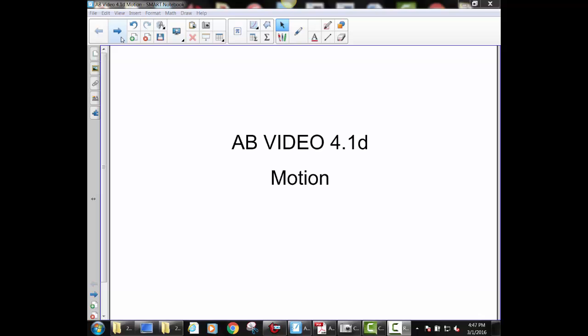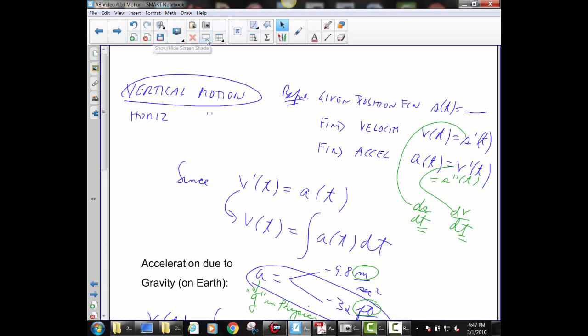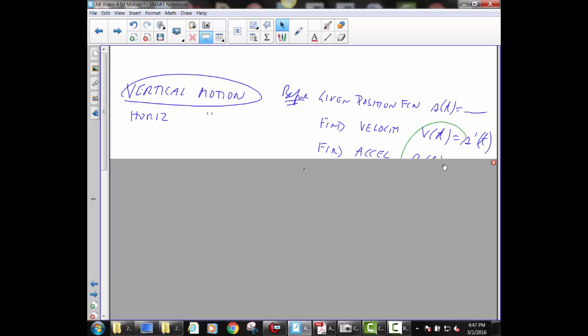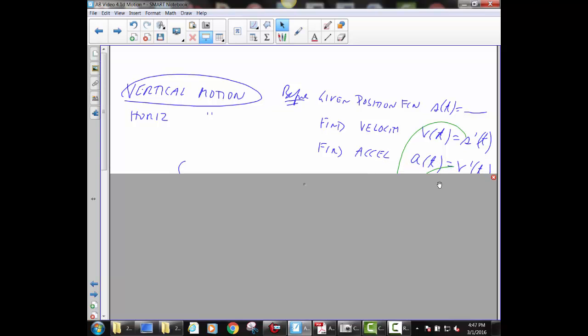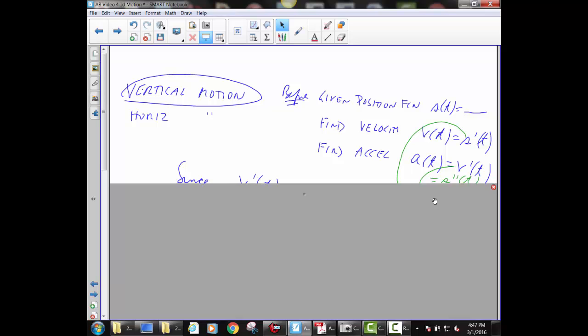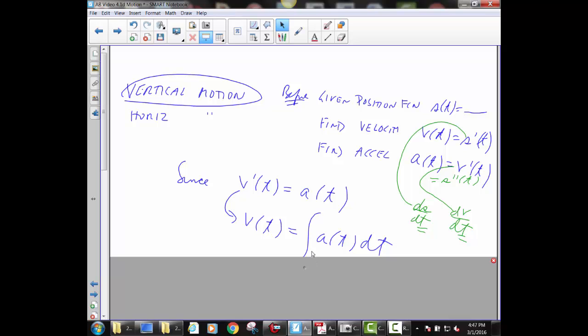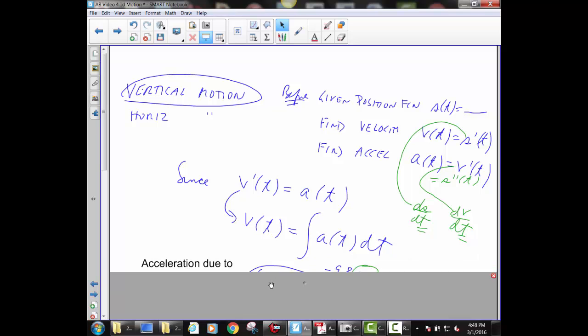Now we're going to apply integration to motion. If you remember, there's vertical motion and horizontal motion. Before, we were given the position function, and from the position function we could differentiate to find the velocity function, and from the velocity function we could differentiate to find the acceleration function. Well, now we're going to be working backwards. Since we know that the derivative of the velocity function is the acceleration function, then the antiderivative of the acceleration is equal to the velocity. So we're just working backwards.